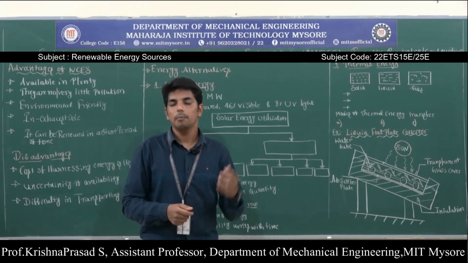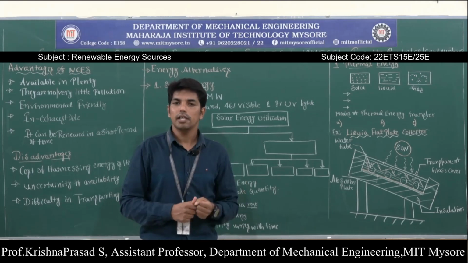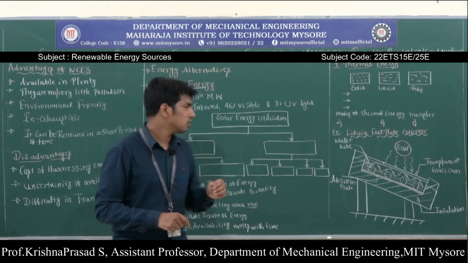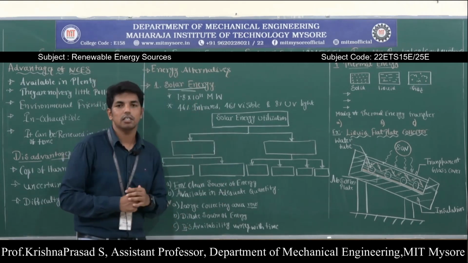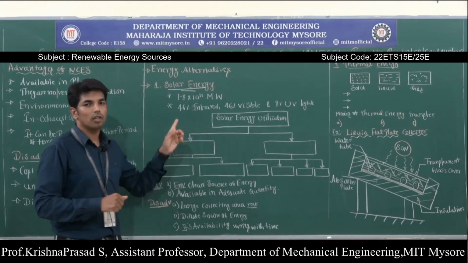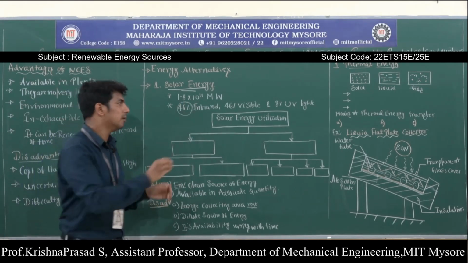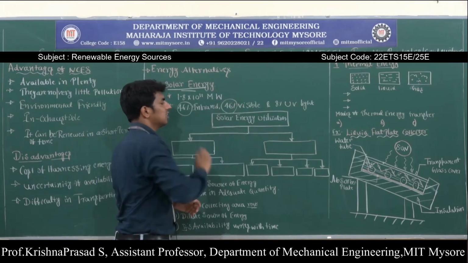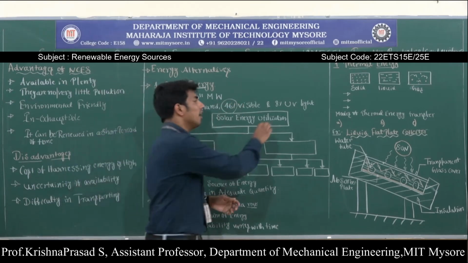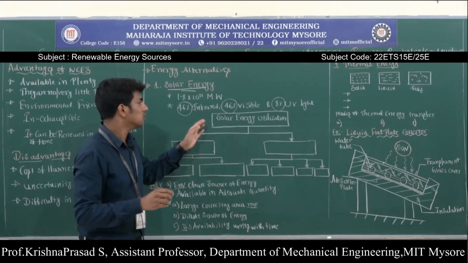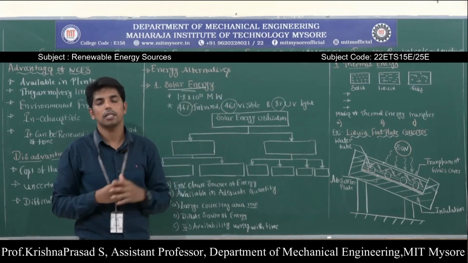Also, another very important thing: whatever solar radiation is received on the earth's surface mainly consists of three regions. The first is the infrared region, which has 46%. Similarly, visible light also has 46%, and a very effective 8% is ultraviolet light. So this is regarding the solar radiation spectrum.